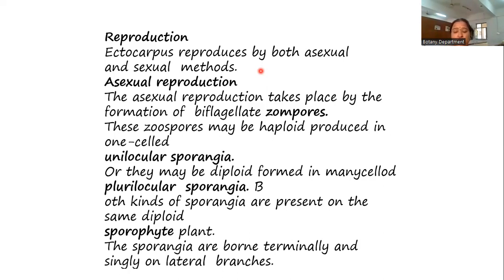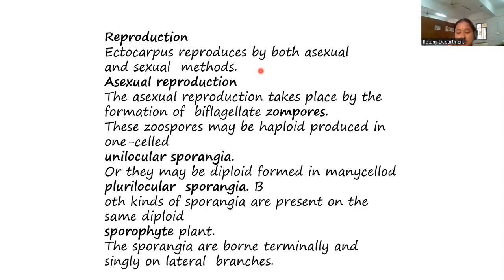In Ectocarpus, reproduction takes place by two methods: one is asexual reproduction, the second is sexual reproduction. First I will explain asexual reproduction. Spores are the most important. Asexual reproduction takes place by means of biflagellate zoospores, which are produced in two kinds of sporangia: unilocular sporangia and plurilocular or multilocular sporangia.